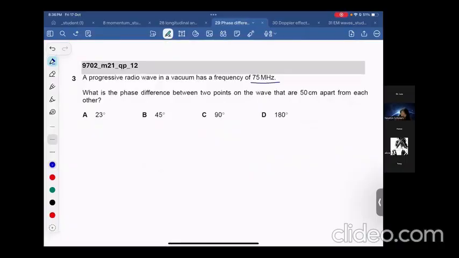A progressive radio wave has this frequency. What is the phase difference? Phase difference is how far the difference is, divided by wavelength, times 360. They say that 2 points are 50 cm apart, so this should be my X. But the problem is you already know the 50 cm.